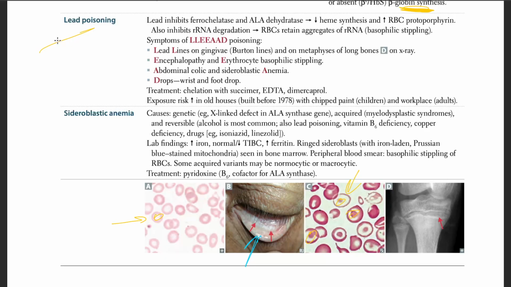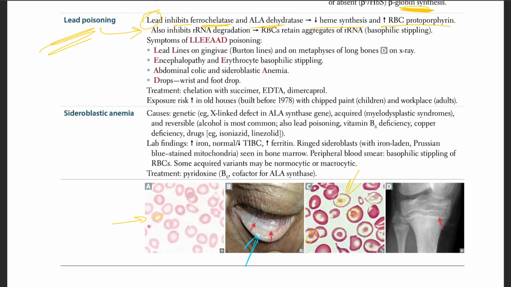Okay, let's talk about lead poisoning. Lead inhibits ferrochelatase and ALA dehydratase, which leads to decreased heme synthesis and an increase in RBC protoporphyrin levels.